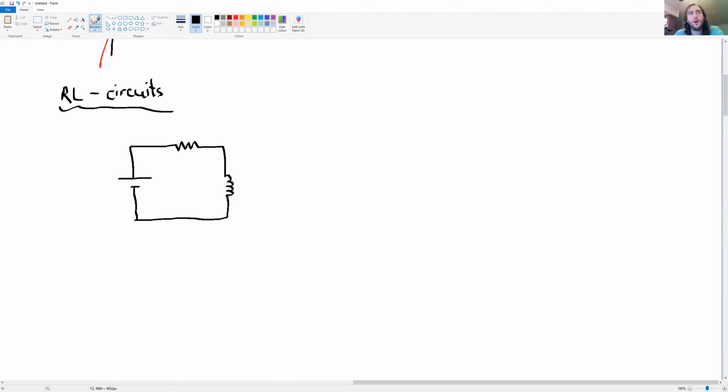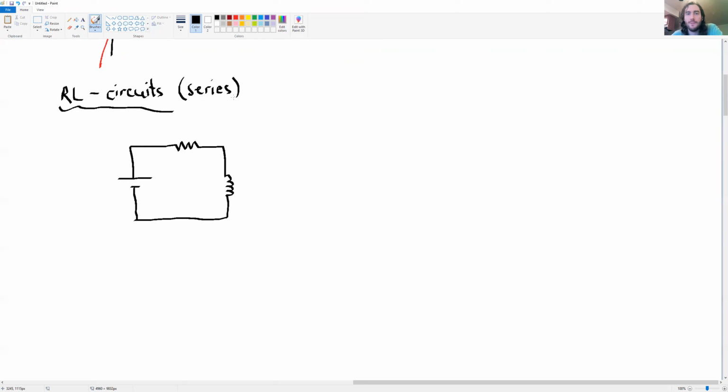So here we have an RL circuit. This, I guess you could say, is a series RL circuit. But once you know what to do for the simple series circuit, then you can apply that analysis to any complicated circuit with multiple series and parallel connections. You just need to do a little bit of extra work to figure out what the voltage is, for example, on a certain branch of the circuit.